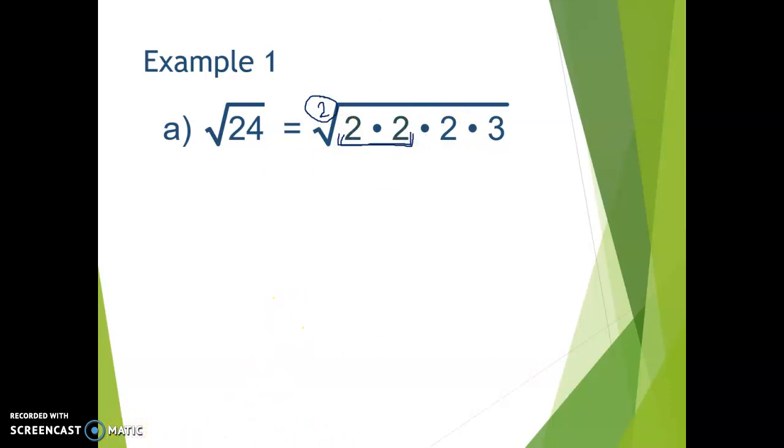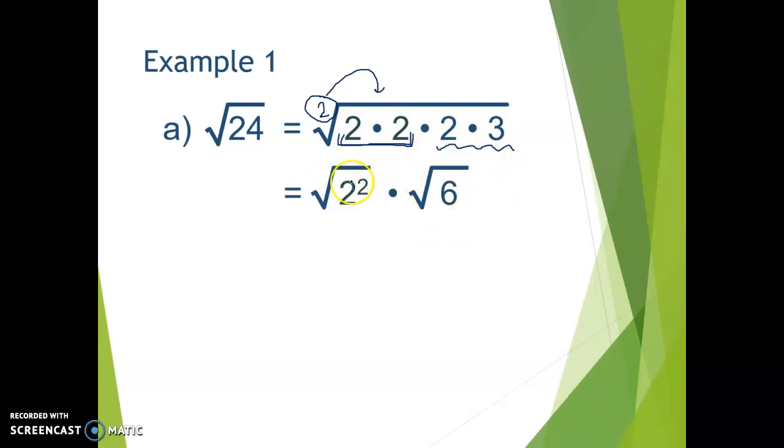So I'm going to split this apart here and put each of my groups of 2 in their own separate root symbol. So when I write that, I'm going to write the square root of 2 squared, and then the square root of everything that's left over, which in this case is 2 times 3, which is 6.